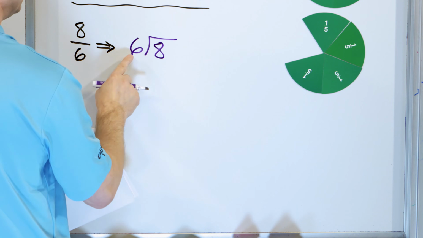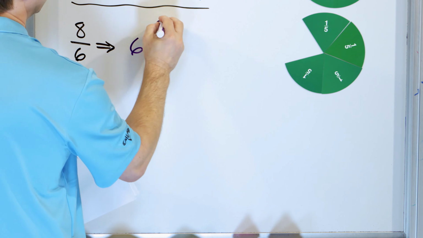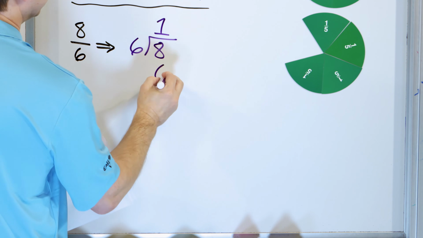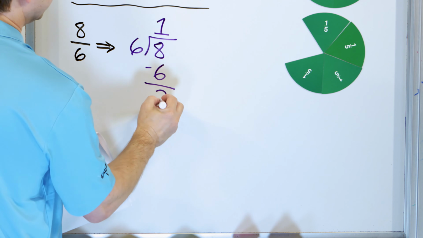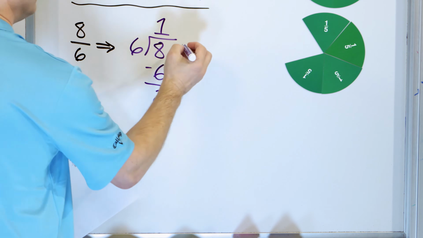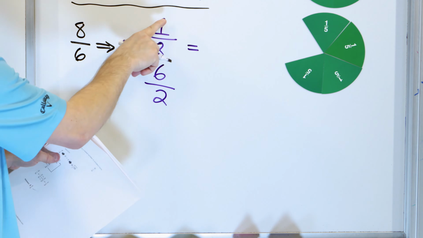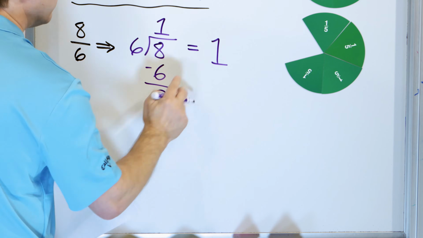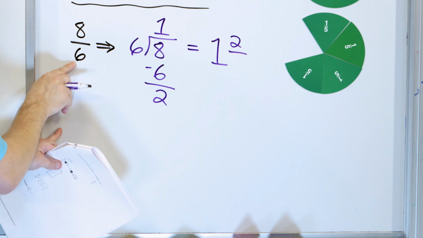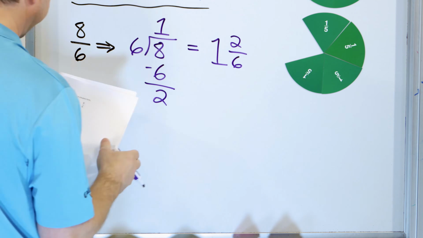6 times 1 is 6. 6 times 2 is 12. That's too big. Has to be 6 times 1 is 6. Subtract. 8 minus 6 is 2. The remainder is 2. So what we figured out is that when we do this, it goes one whole time with a remainder of 2 left over, and we put it over the same denominator, 2/6.